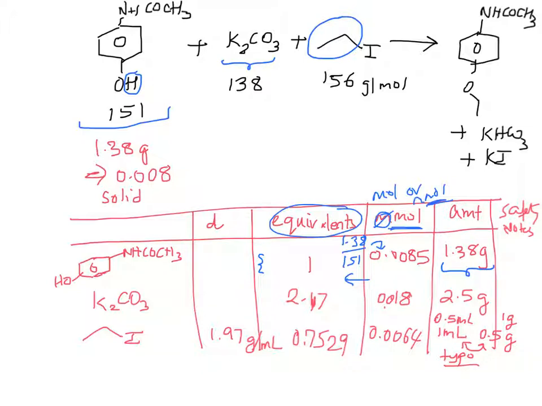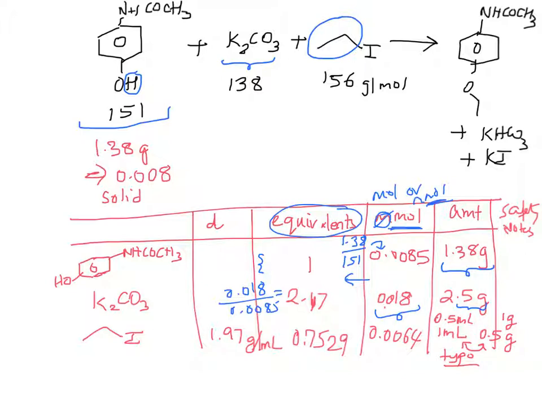So in our reaction conditions in your lab manual, it says that you are supposed to use 2.5 grams of the K2CO3. If you divide that by the 138, you should end up getting 0.018. And so if I now divide the 0.018 by 0.0085, I get that ratio number to be 2.17.